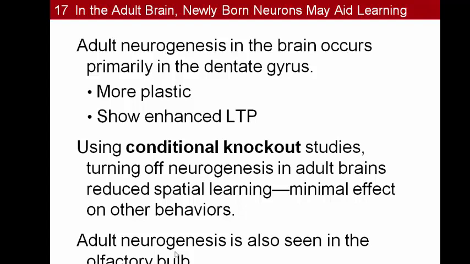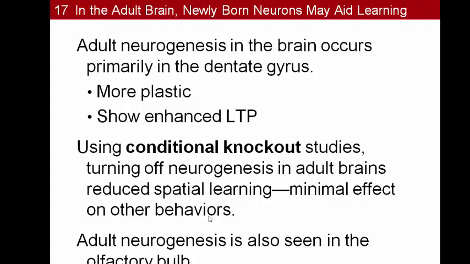Now, when it talks about conditional knockout studies, this is research that's been done in lab animals where they turn off neurogenesis. So they stop the animal from producing new neurons in adulthood, and what they found was that these individuals, these lab animals, struggled with spatial learning tasks. So it's thought that there are some memory tasks that are enhanced by these new neurons that are formed in adulthood. Some of them may not be, but some of them are.